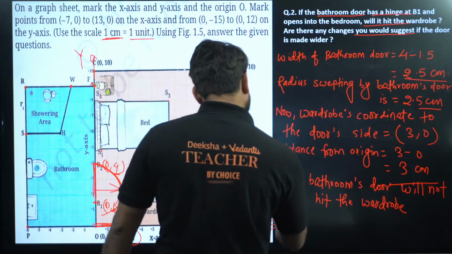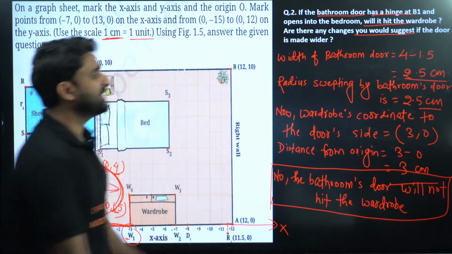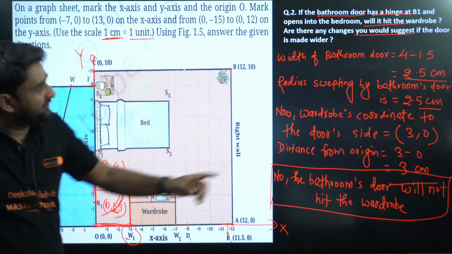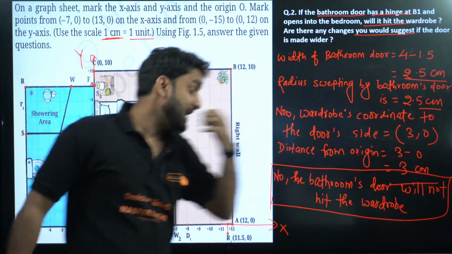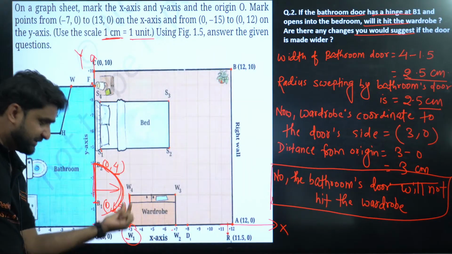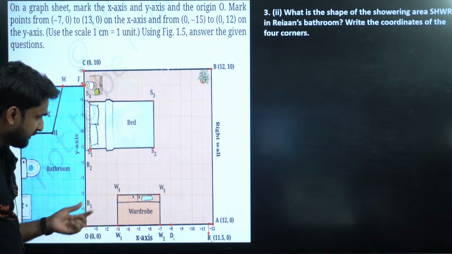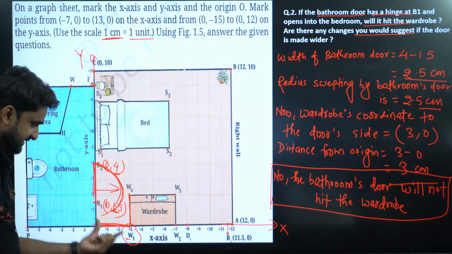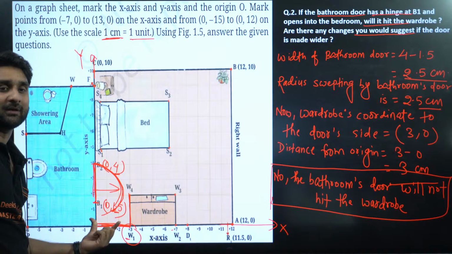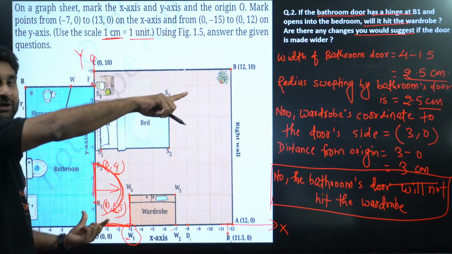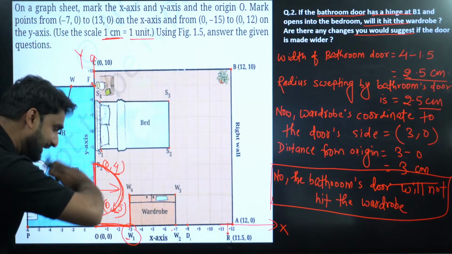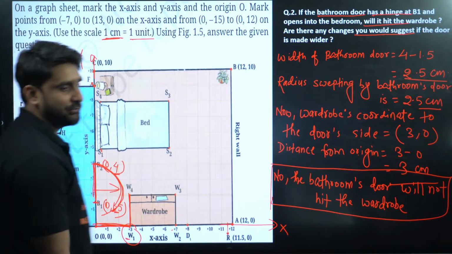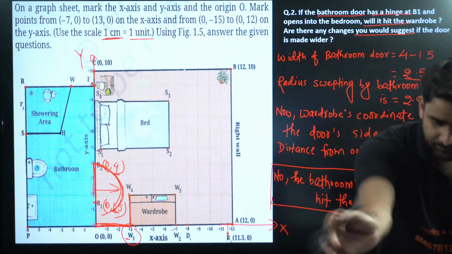I hope this is clear to you all. Why? Because the arc which is made by the bathroom door is of radius 2.5 centimeter, and the distance of this wall of wardrobe from this y-axis is equal to 3 centimeter. So radius is 2.5 centimeter and wardrobe is at distance 3 centimeter. So the door can comfortably open and close. There will be no hitting and all.